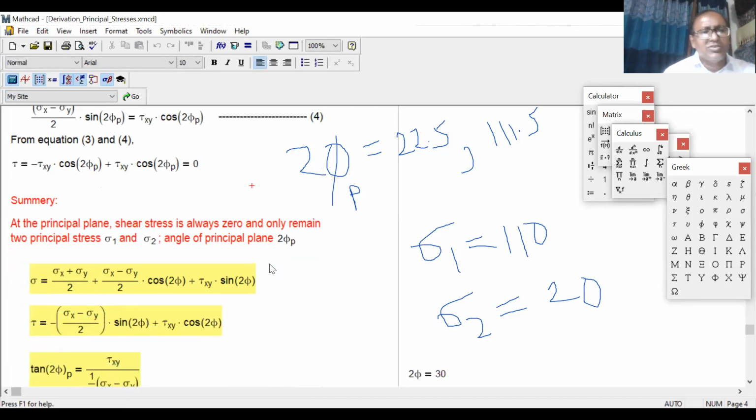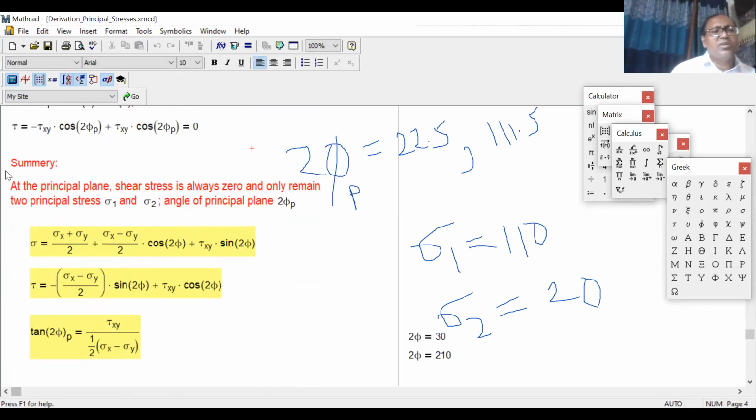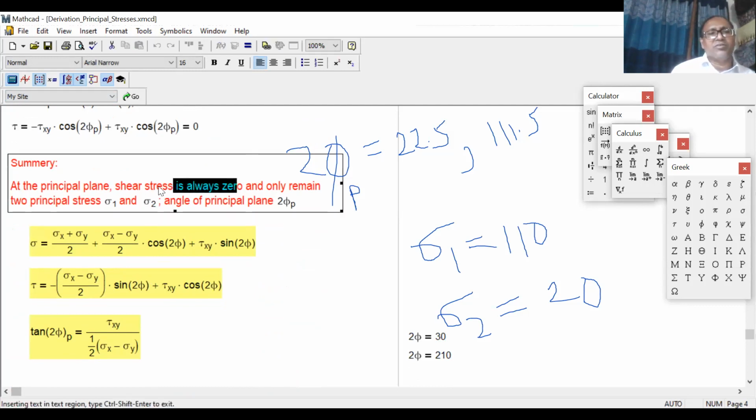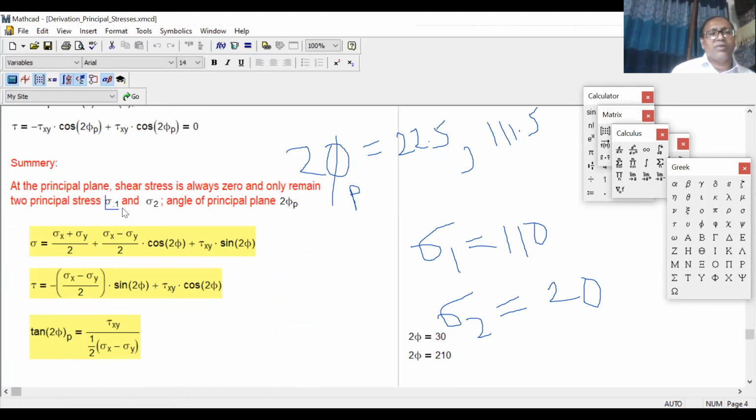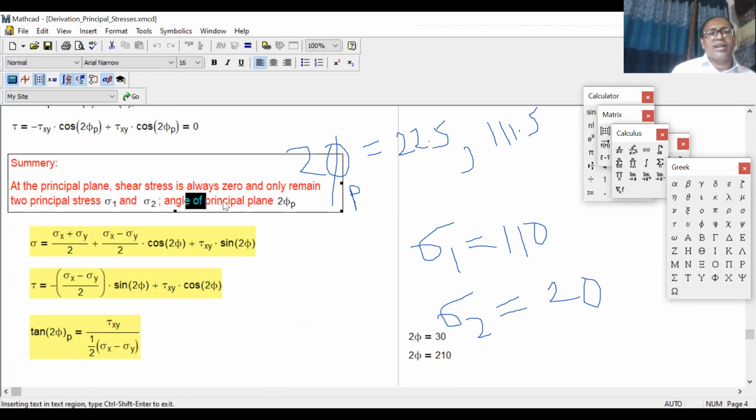Okay. So what is the summary? On all principal planes, shear stress is always 0. Only two principal stresses remain, sigma 1 and sigma 2, and the angle of the principal plane phi.